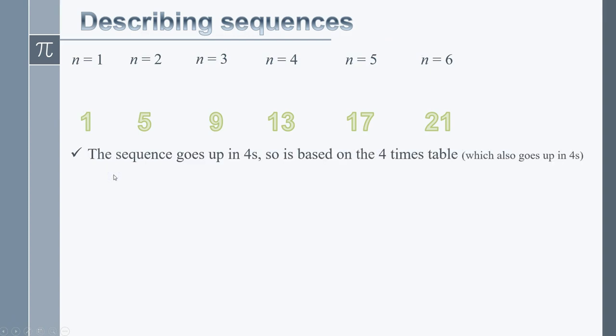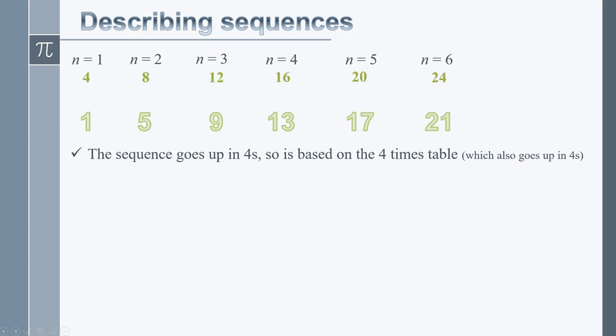So, first thing to note is this sequence is going up in 4s. I hope that's what we said in the last slide. And so what that tells us is it's based on the 4 times table. It's built around the 4 times table because the 4 times table also goes up in 4s, fairly obviously. So let's have a look at the 4 times table.